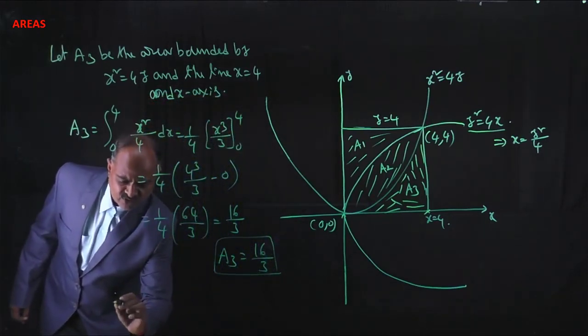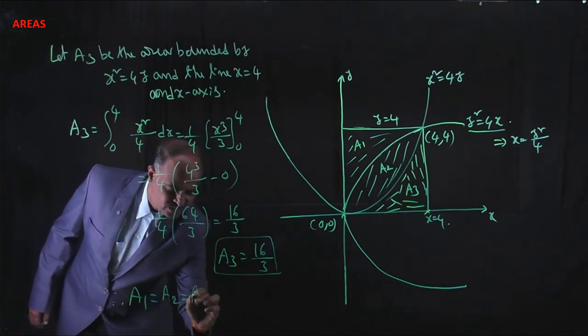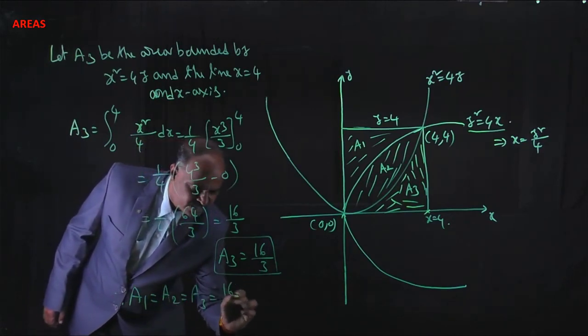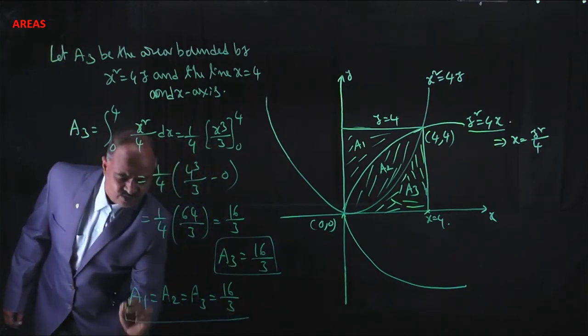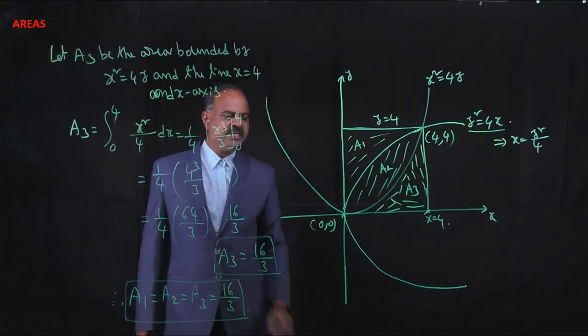Finally, A1 is equal to A2 is equal to A3, equal to 16 by 3 square units.